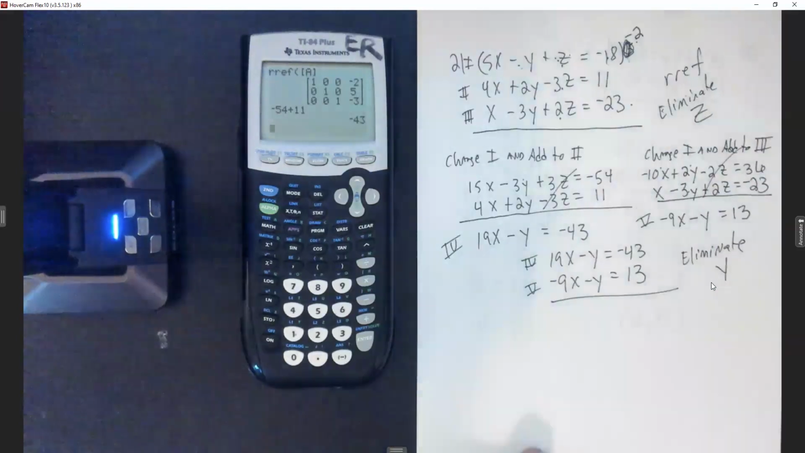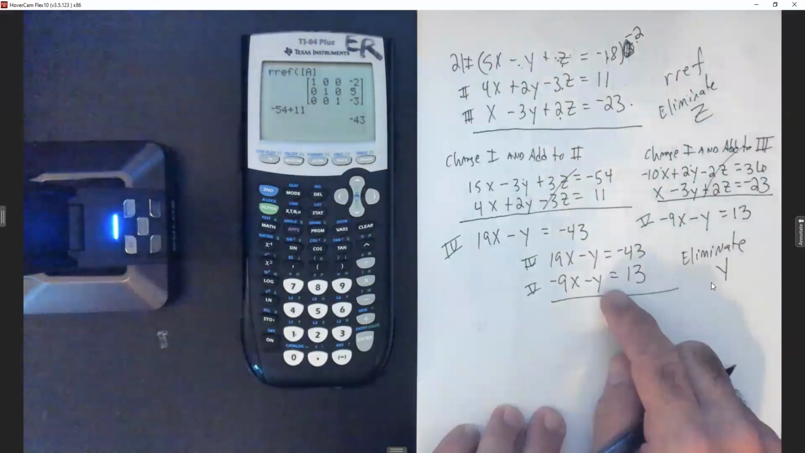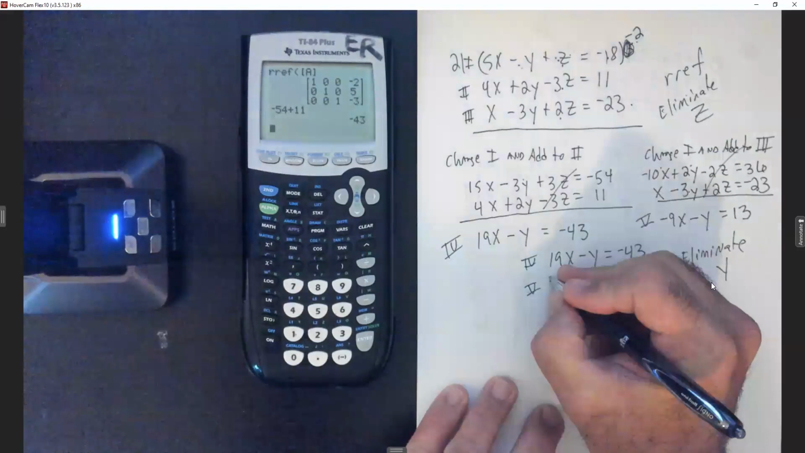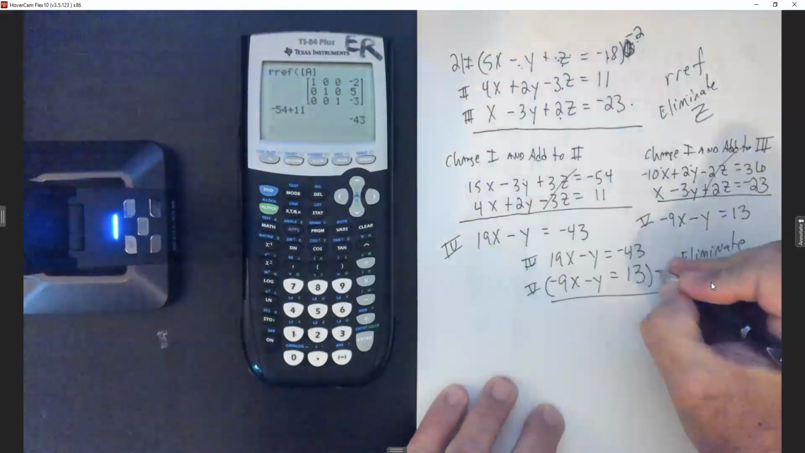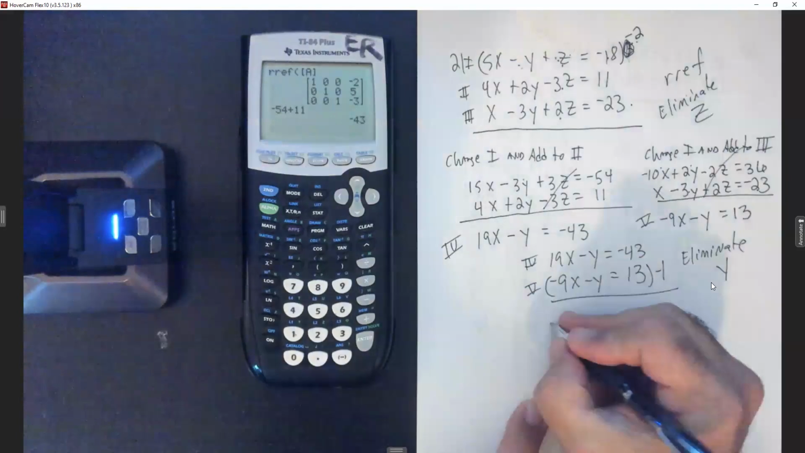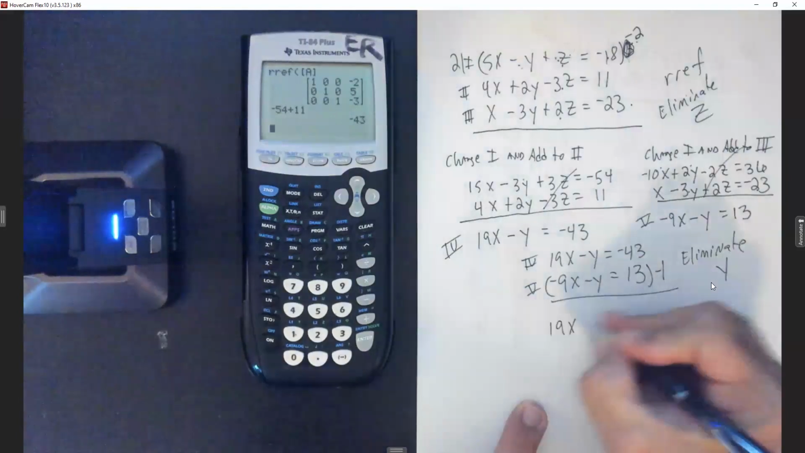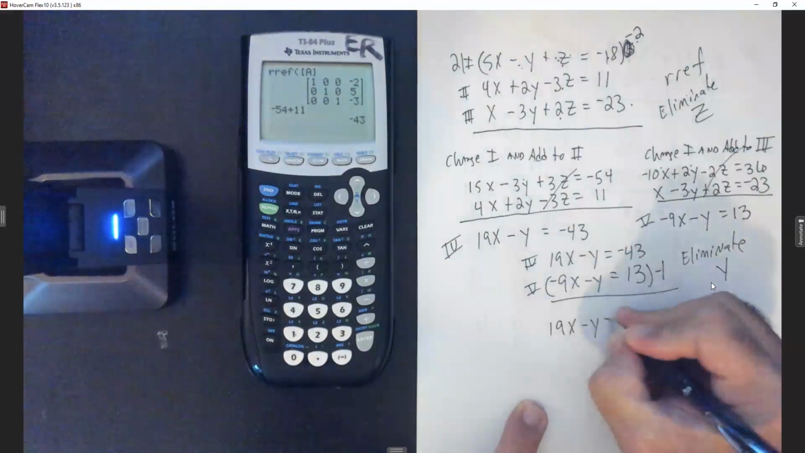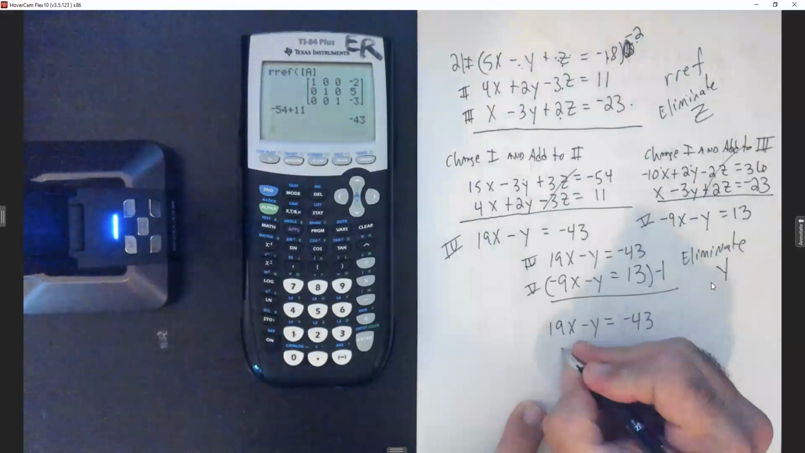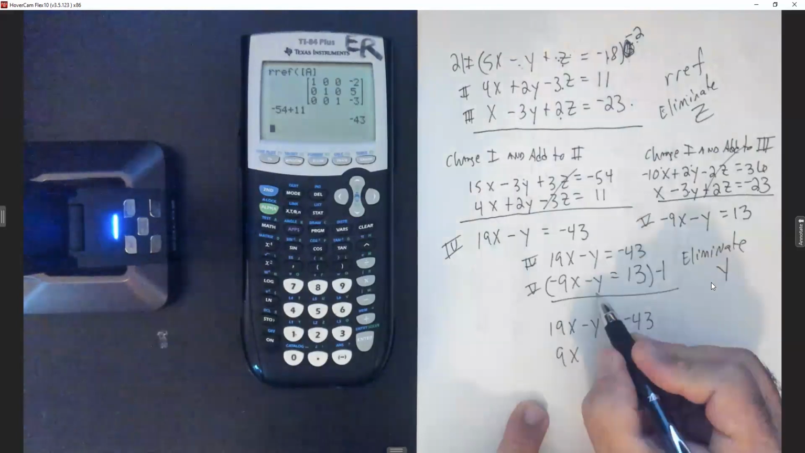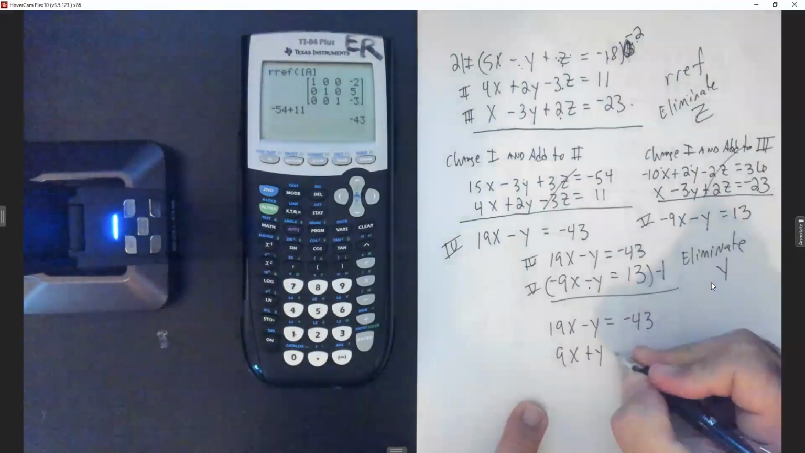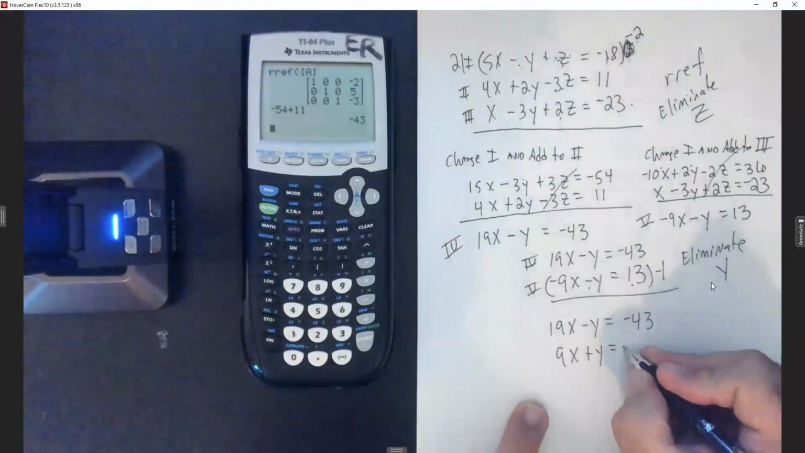Now, to eliminate the y, I'm going to multiply one of these rows by a negative 1. So how about I take the second row, multiply by negative 1, which means the top row is going to stay the same. Multiply this row by negative 1 is going to change all the signs. Negative times negative makes that a positive 9x. Negative times negative makes that a positive y. And then a positive times a negative makes that a negative 13.